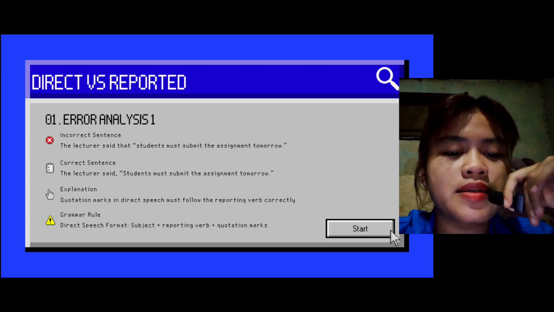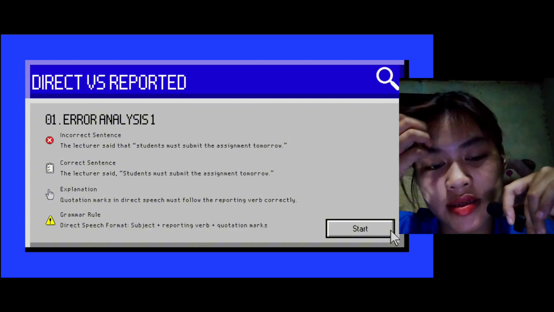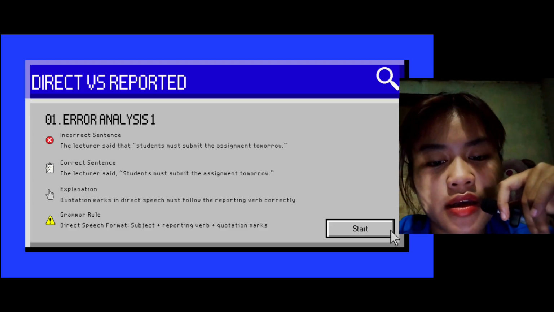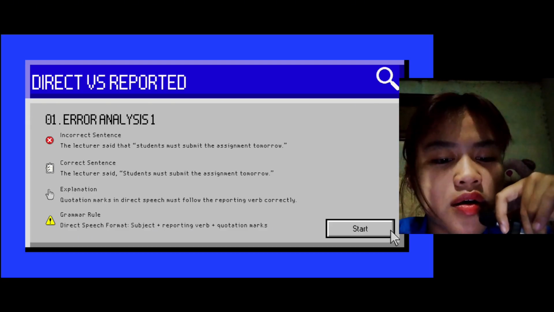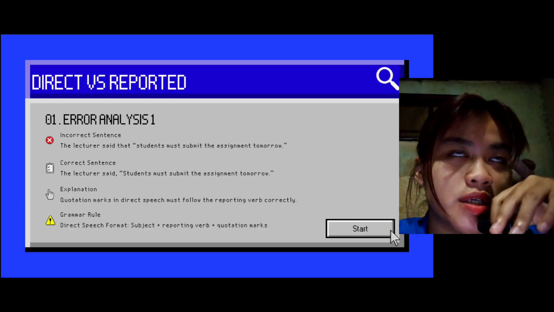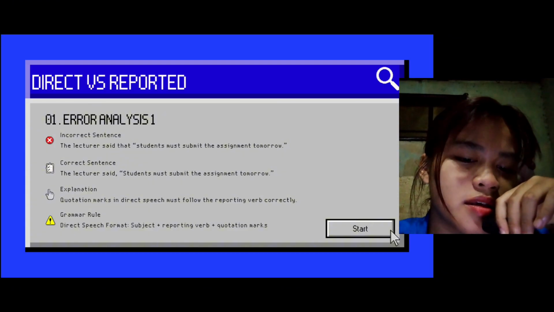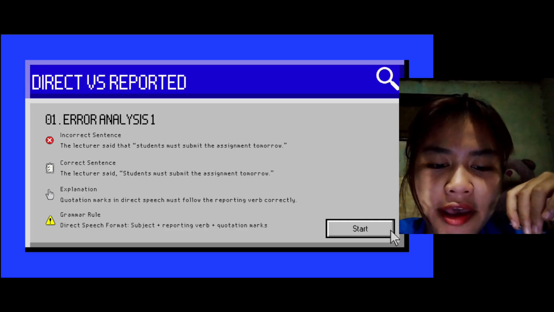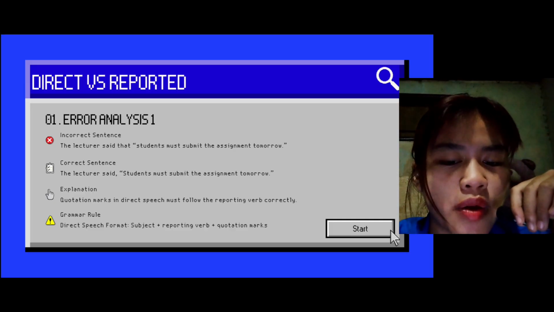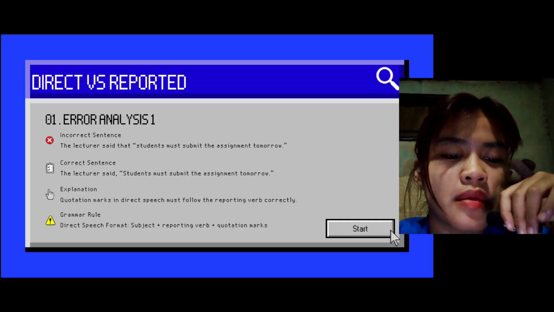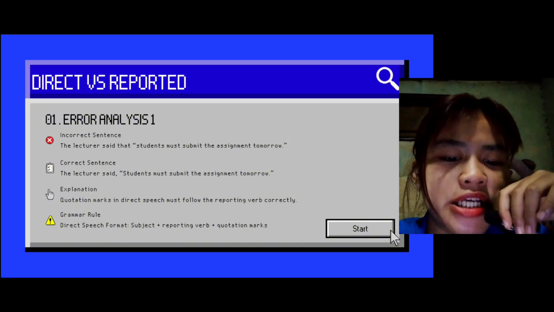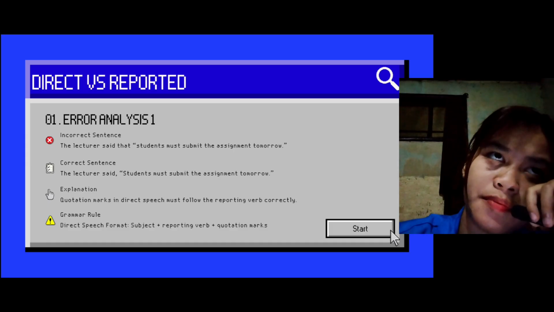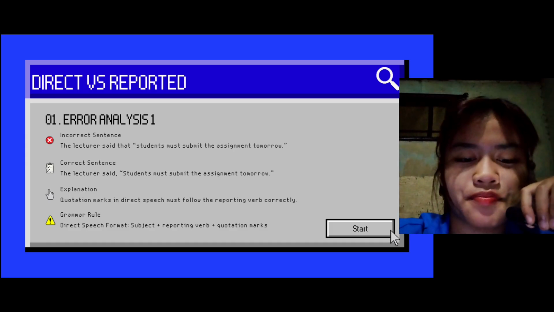The first analysis, incorrect sentence, it says the lecturer said student must submit the assignment tomorrow. Explanation: quotation marks in direct speech must follow the reporting verb correctly. Grammar rule: direct speech format: subject plus reporting verb plus quotation mark.